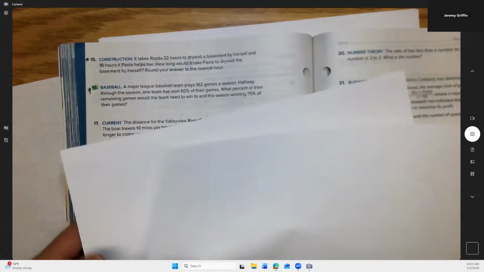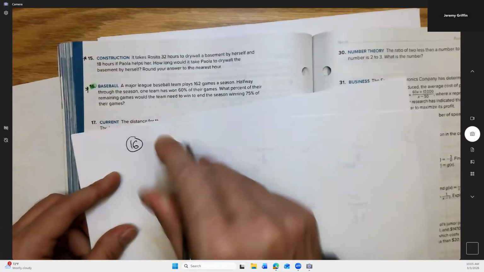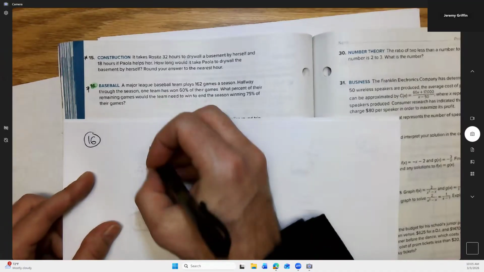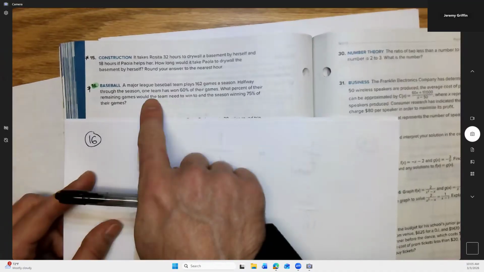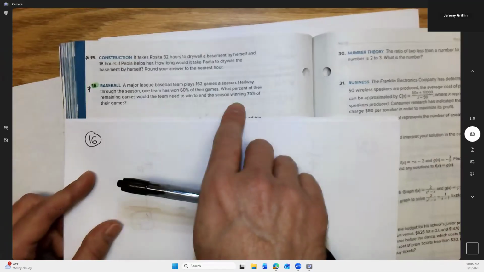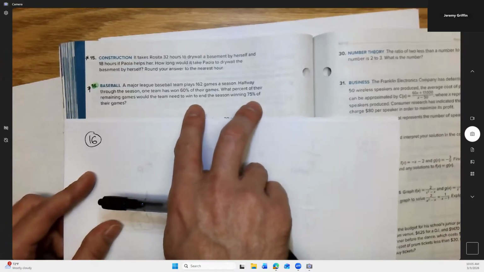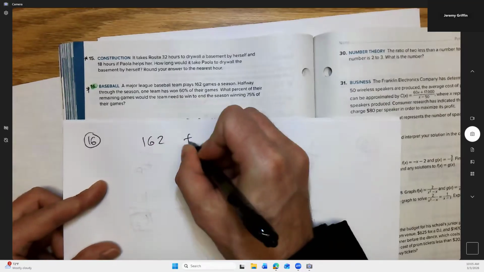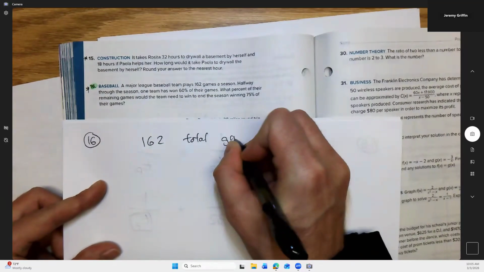Number 16. Baseball says a major league team plays 162 games in a season. Halfway through the season, one team has won 60% of the games. What percent of the remaining games do they need to win to bring their winning percentage up to 75%? Okay. So there's 162 total games.